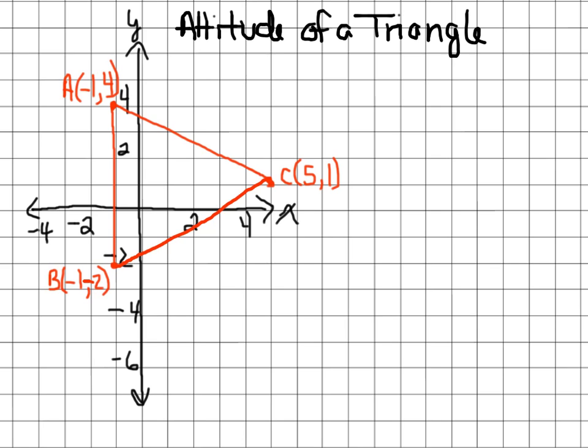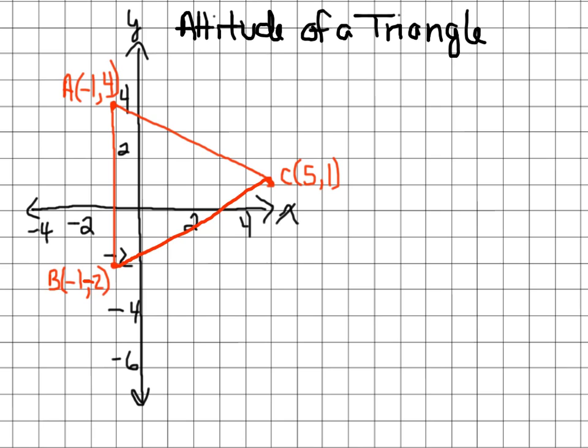and the altitude can be determined from any of the three vertices. I can determine it from vertex A, vertex B, or vertex C. The altitude is essentially the shortest distance from a point to a line. So if I was working from vertex A, I would want to find the line that goes from vertex A and is perpendicular to the side opposite vertex A, which is side BC.